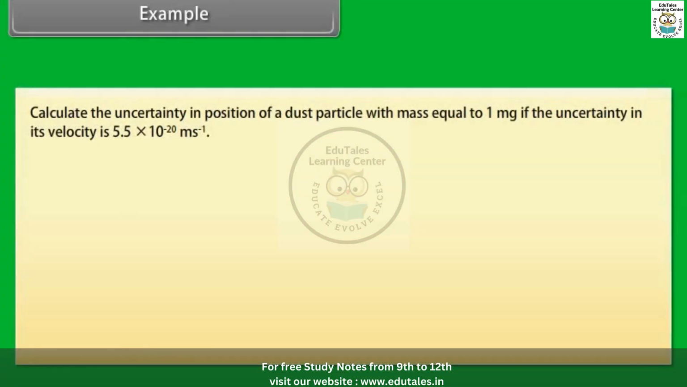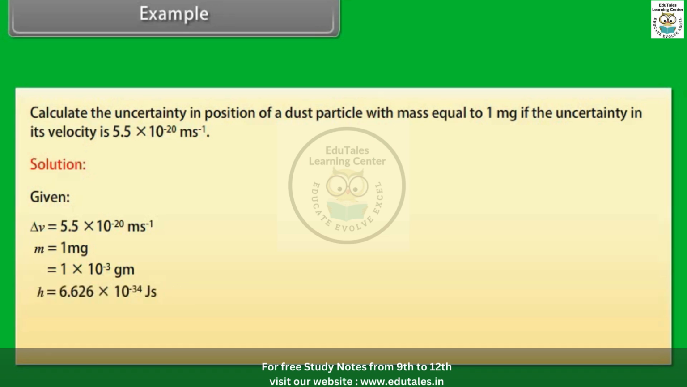Example: calculate the uncertainty in position of a dust particle with mass equal to 1 mg if the uncertainty in its velocity is 5.5 into 10 raised to the power minus 20 meter per second. Solution. Given delta v is equal to 5.5 into 10 raised to the power minus 20 meter per second. m is equal to 1 milligram, which is equal to 1 into 10 raised to the power minus 3 gram. h is equal to 6.626 into 10 raised to the power minus 34 joule second. From the formula, delta x into m delta v greater than or equal to h upon 4 pi.